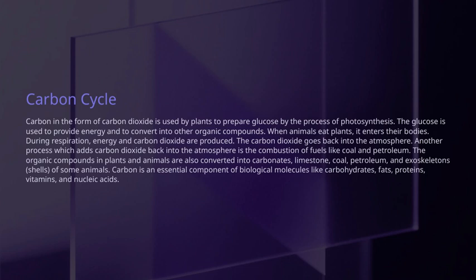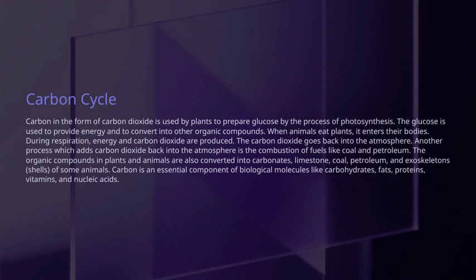Another important aspect of the carbon cycle is combustion. When we burn fossil fuels like coal and petroleum for energy, we release a significant amount of carbon dioxide into the air. This human activity has a big impact on the cycle and contributes to climate change. Additionally, organic materials from plants and animals can be transformed into carbonates, limestone, coal, and petroleum over millions of years. Even the shells of some animals, like mollusks, contain calcium carbonate, which is part of this long-term storage.